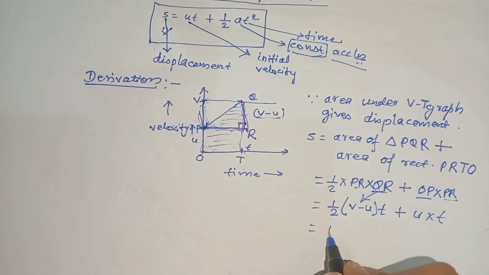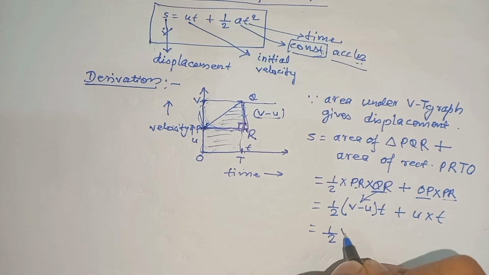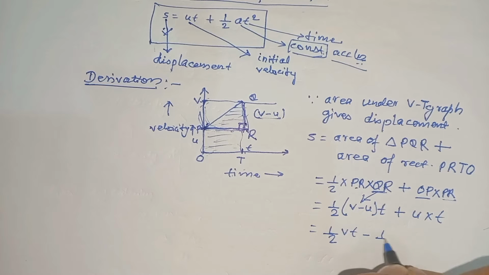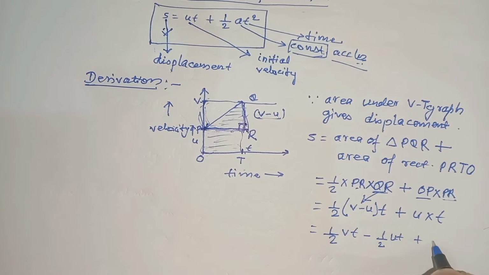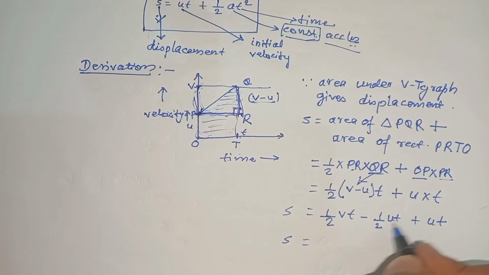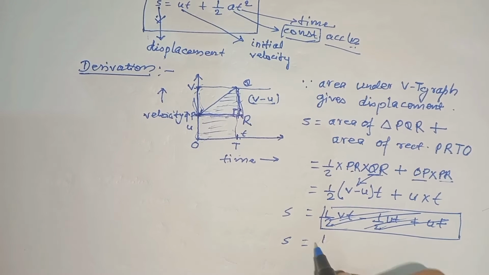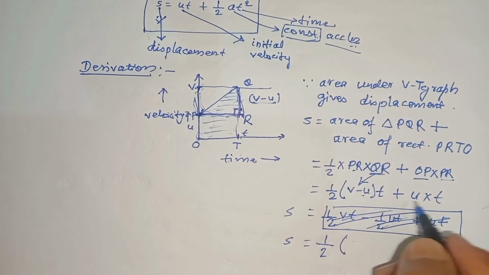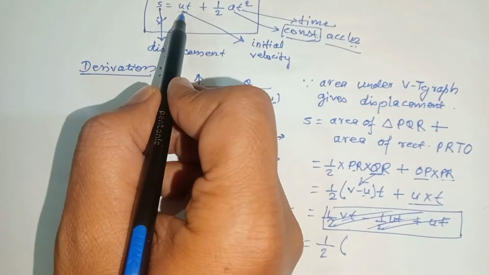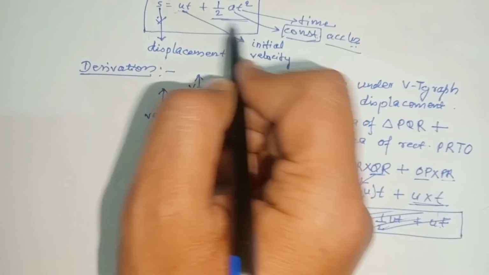PR is again T. Upon solving we get half VT minus half UT plus UT, and S will be equal to this. We can expand it, but I think this is a meaningless part. Why is it meaningless? Because we have already got UT here, and then we have to get half at square.